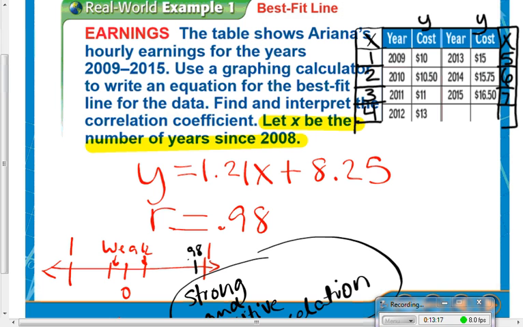So if they did tell us, hey, it's 2017, what would you plug in? In 2017, you should probably plug in 9 for X, right? X would be equal to 9. You plug that in, you get your answer, and you have a fairly certain that it's going to cost about that amount in 2017. All right.